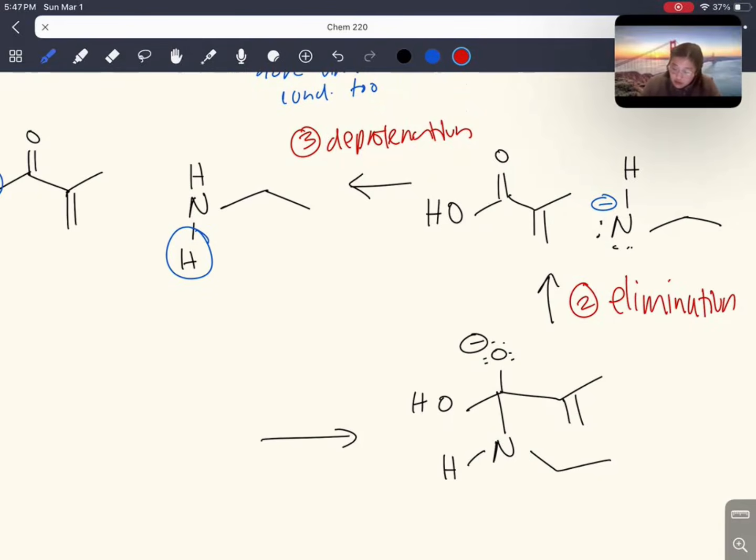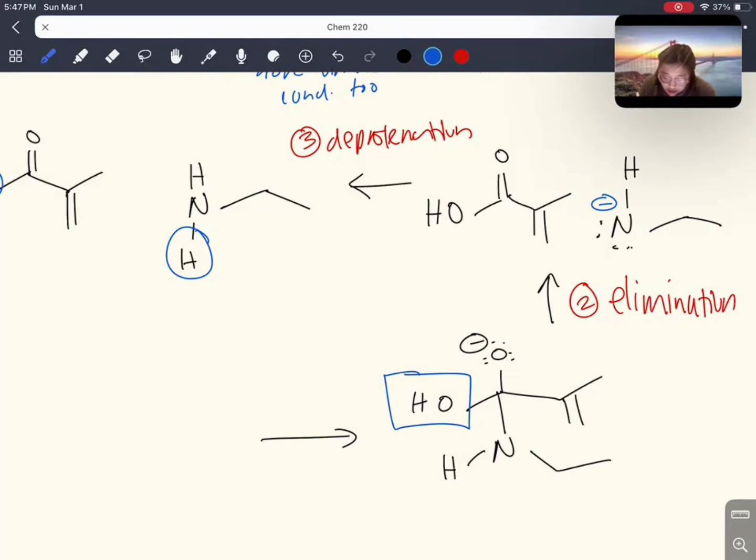And so now what was the step before elimination? Well, the step before elimination was addition, right? And before addition, what were we adding to the molecule? If you remember, we were adding OH, right? We're adding OH minus. And so, oh look, I have an OH minus right here.